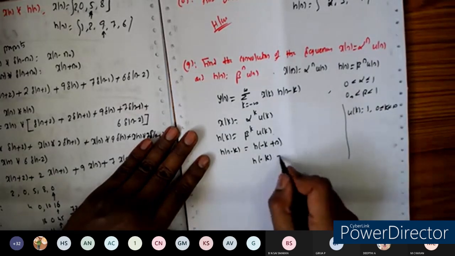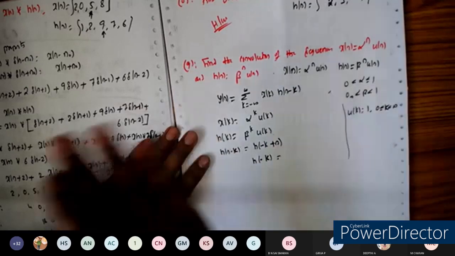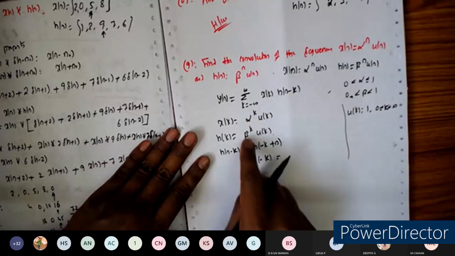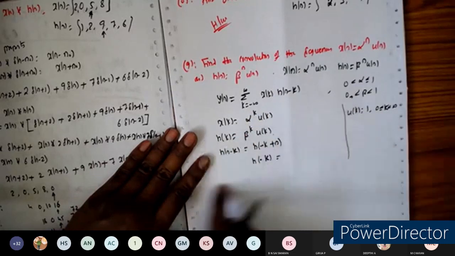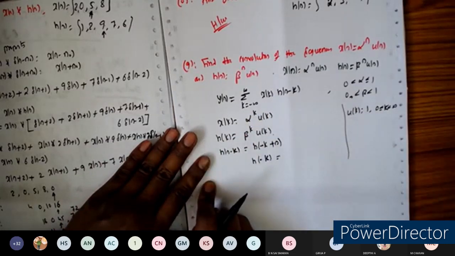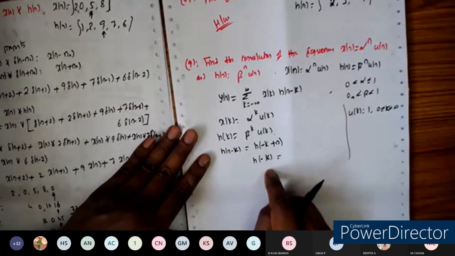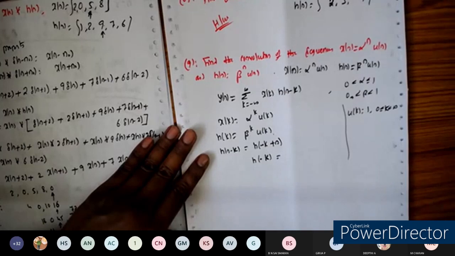So h of minus k will be the reflected sequence. That will become beta to the power of k, shifted towards the left side. So this is the theory part. I'm going to write the waveforms and explain how the concept works.